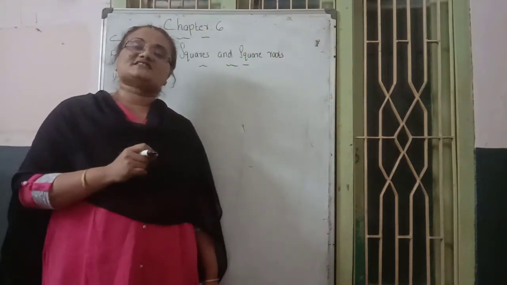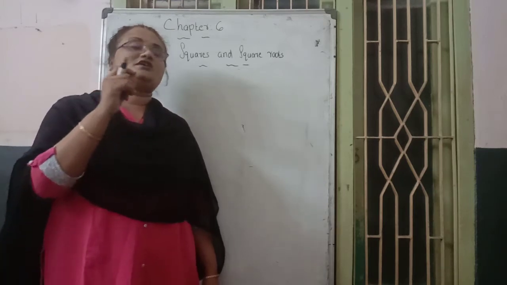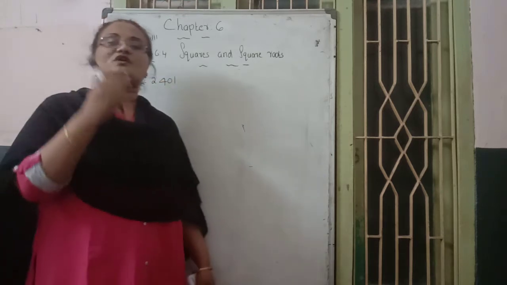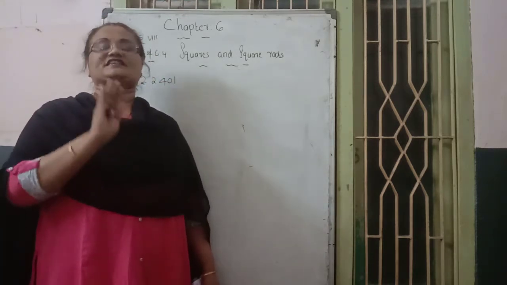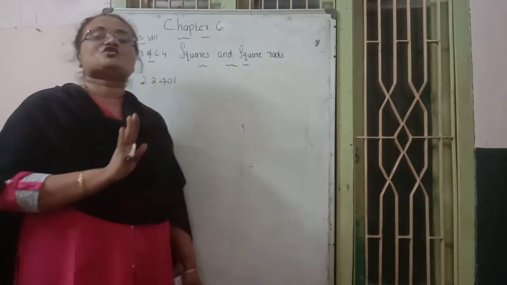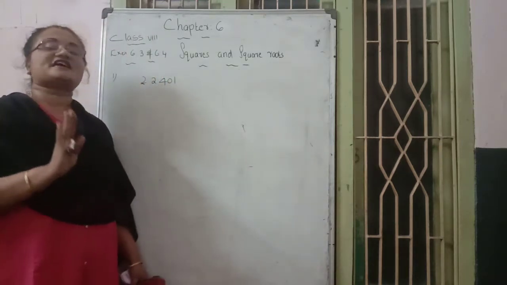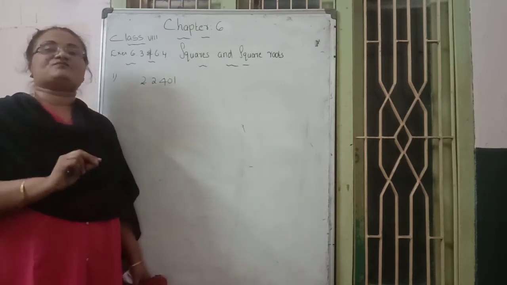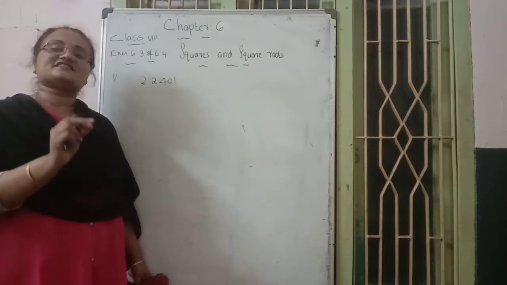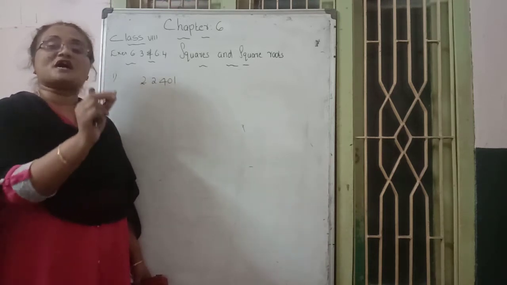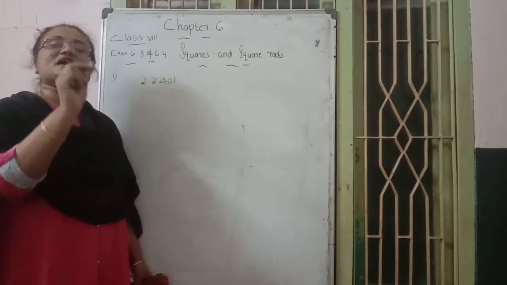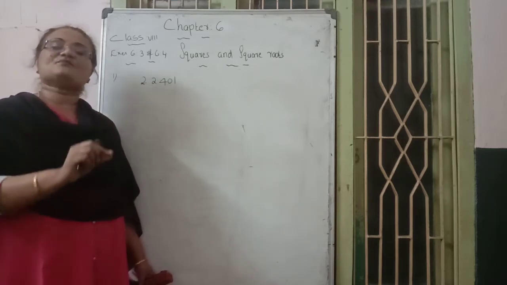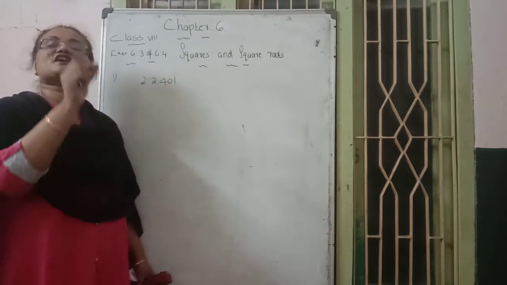8th class students collected and donated 2,401 rupees for the Prime Minister relief fund. They collected a total of how many rupees? 2,401 rupees they collected for the Prime Minister relief fund. Then how they collected means: how many students are there in that class, that much amount was donated by each student.